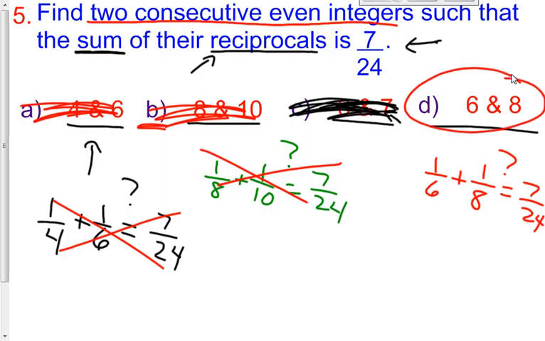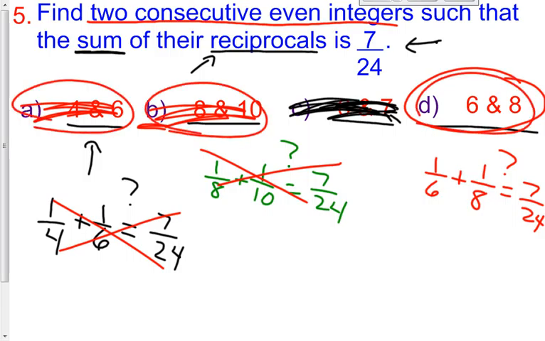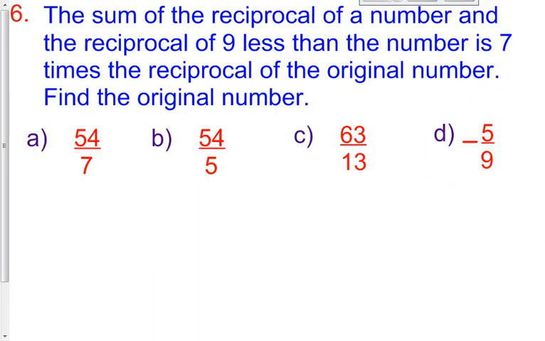So hopefully that wasn't too difficult. It might seem a little bit intimidating at first, but two consecutive even integers such that the sum of their reciprocals is 7/24. You just take your A, B, C, D options, put them as a reciprocal, so 1 over that number, and in your calculator, try to find the number that it's supposed to equal, which in this case is 7/24.